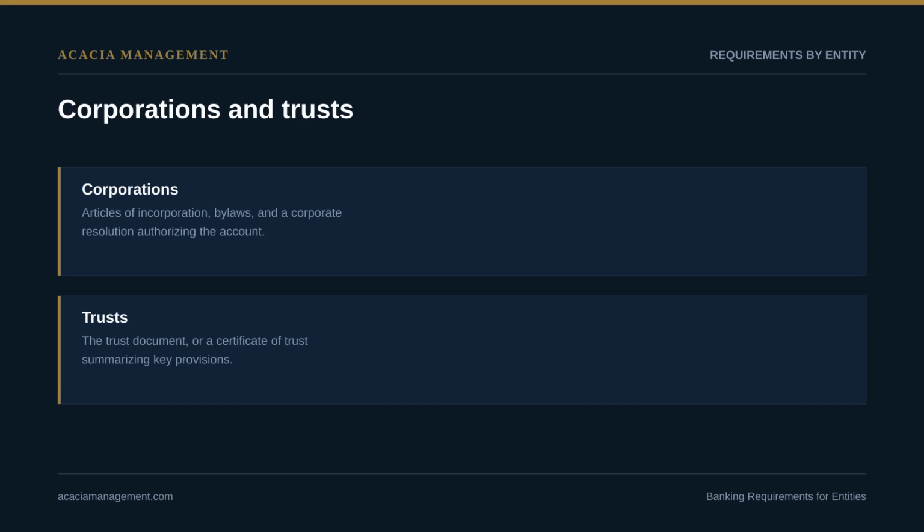For corporations, substitute Articles of Incorporation, bylaws, and a corporate resolution. For trusts, banks typically require the trust document or a certificate of trust summarizing key provisions.